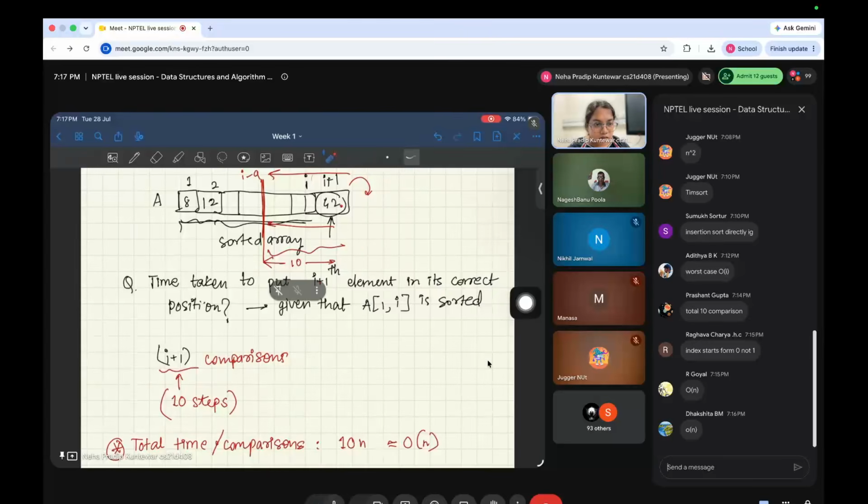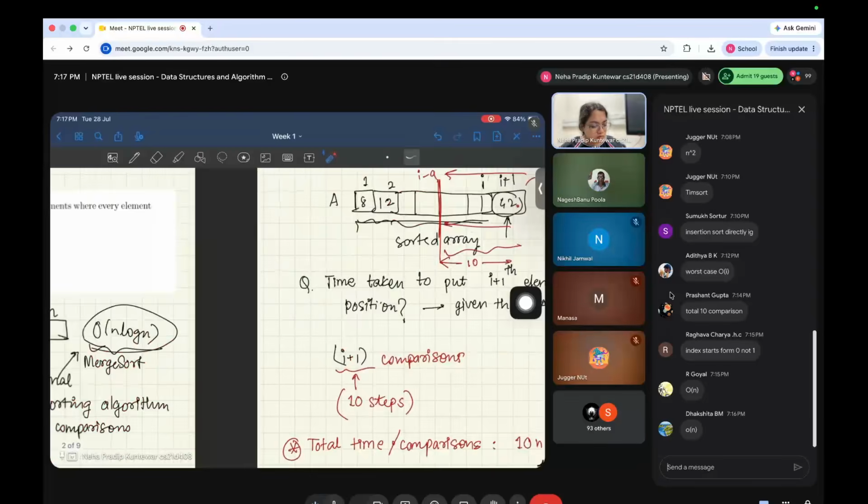Okay, so is this clear? Are there any questions about the algorithm and its analysis?